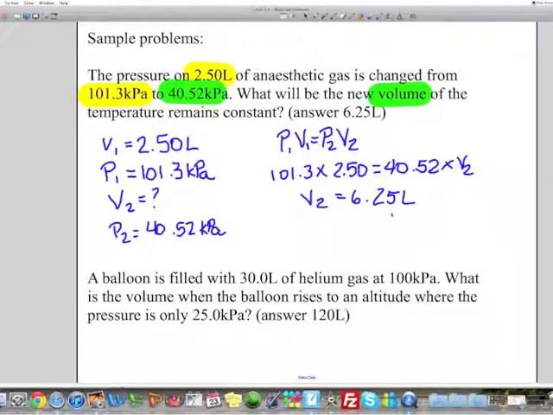So again, pause the video to do number 2, and then you can play it again to look at the solution if you do not get 120 liters.